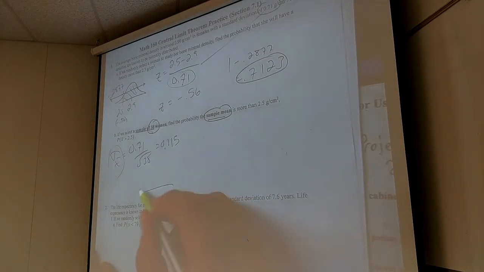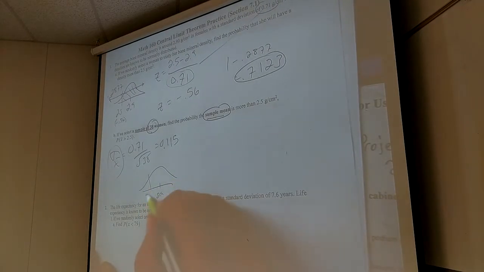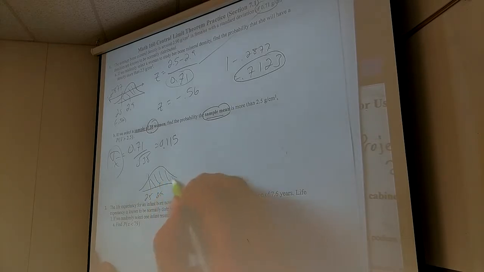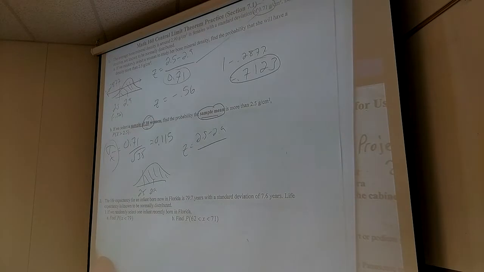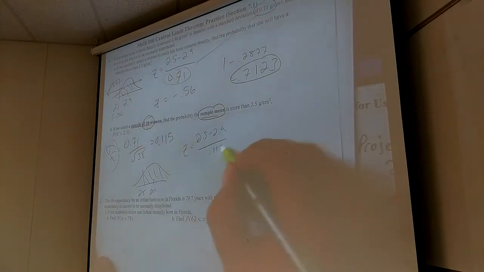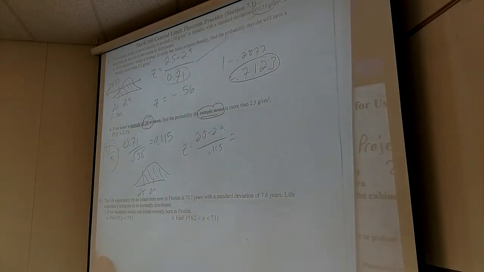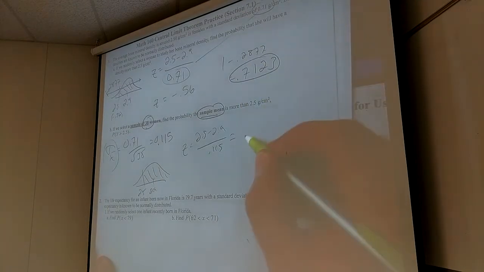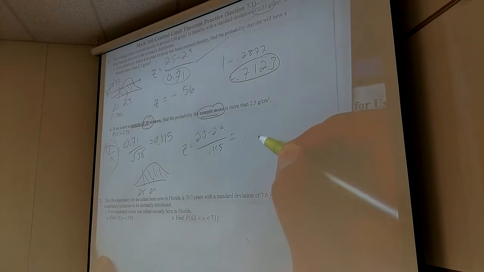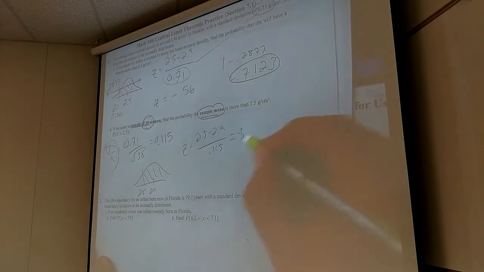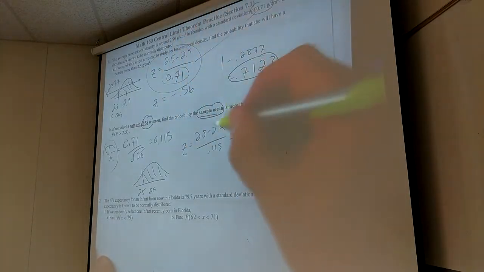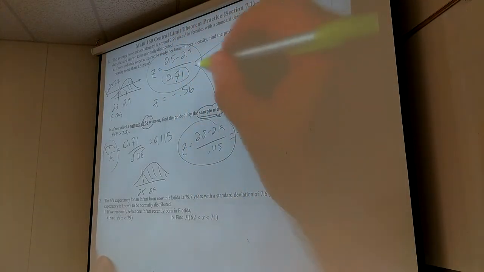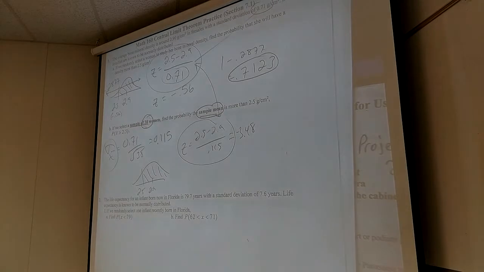So got my same little picture. 2.9, 2.5, we want the area above it. But when I go to make a z-score now, I'm going to divide by 0.115. What do you get? Minus 3.48. So see, it's the same work. See that? It's the same work. You can see that. Because it's basically the same question.